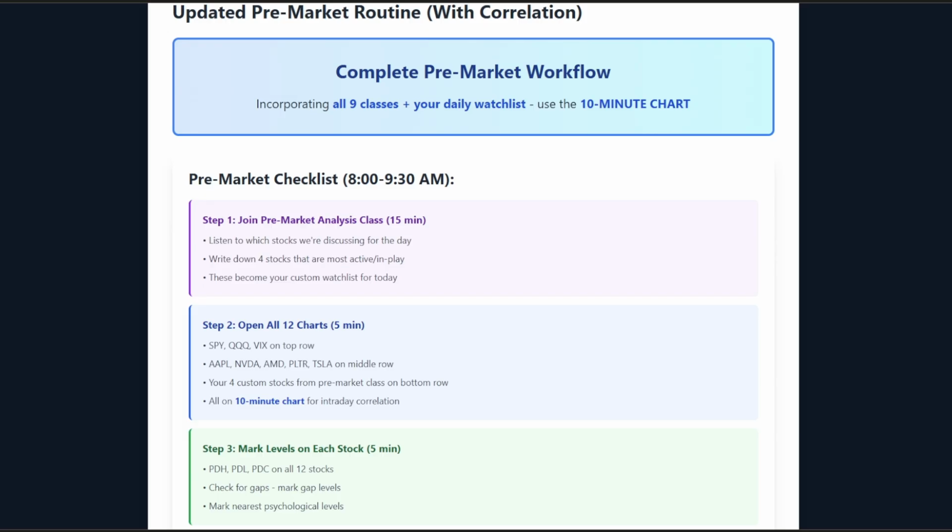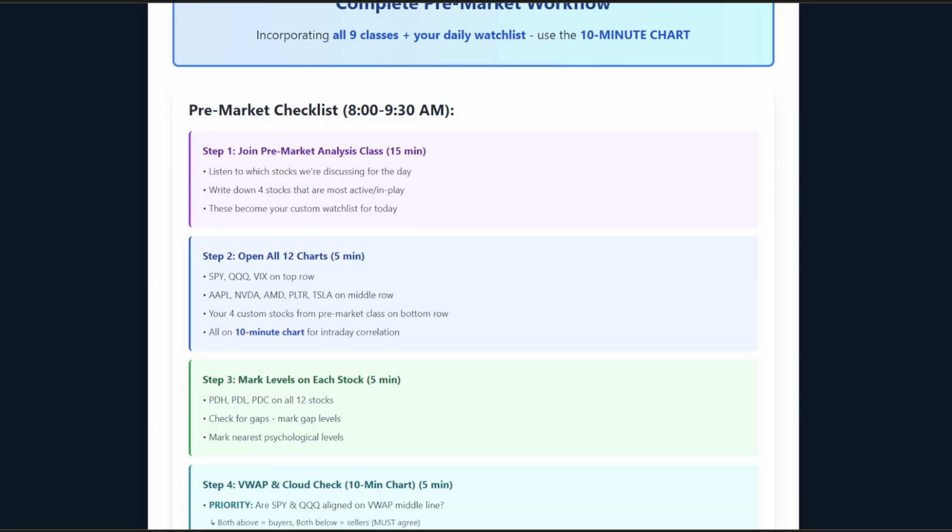So the pre-market checklist, 8 to 9:30. This is what I do. Number one, you join the pre-market analysis class at 9 o'clock. Listen to which stocks we're discussing for the day. Listen to the VIX levels that I give out. Listen to the SPY levels, the QQQ levels that I give out. Those are crucial. If we go in the free chat today and you look at what I said, I think I said it at 8:30, 8:45, maybe 8:50. I don't know.